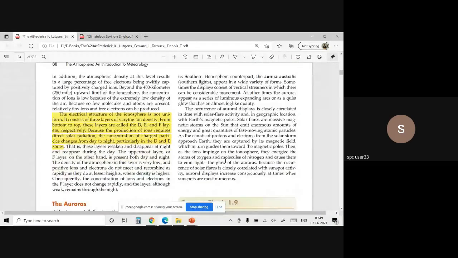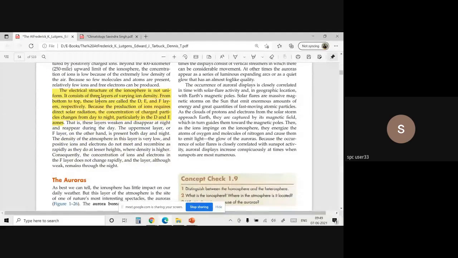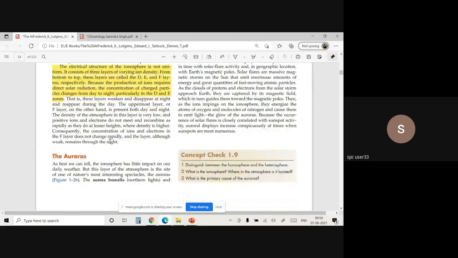Now, this is another thing. The electrical structure of the ionosphere is not uniform. It consists of three further layers, varying in ion density from the bottom to top. These layers are called the D, E, and F layers, respectively, because the production of ions requires direct solar radiation. The concentration of charged particles varies from day to night, particularly in the D and F layers.